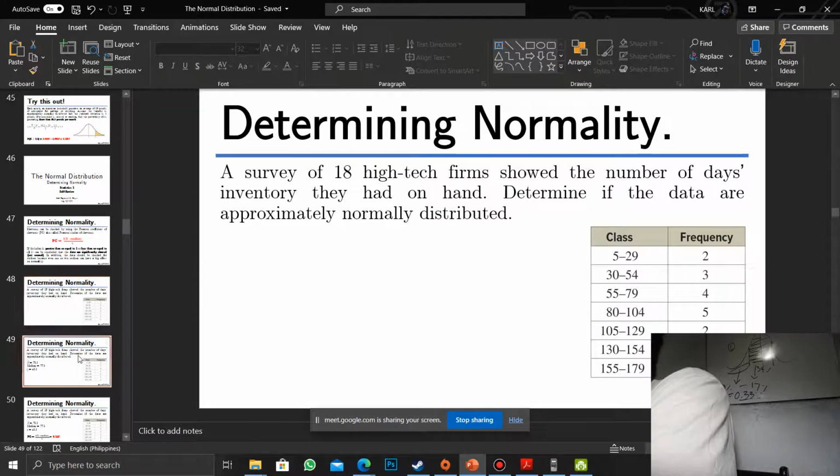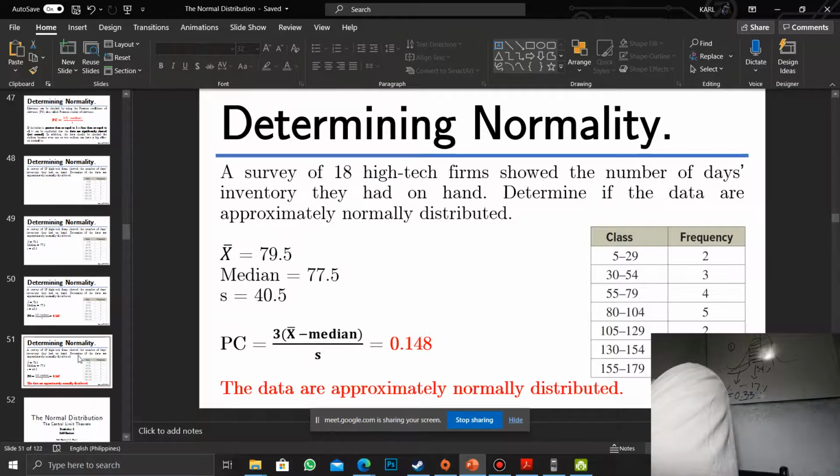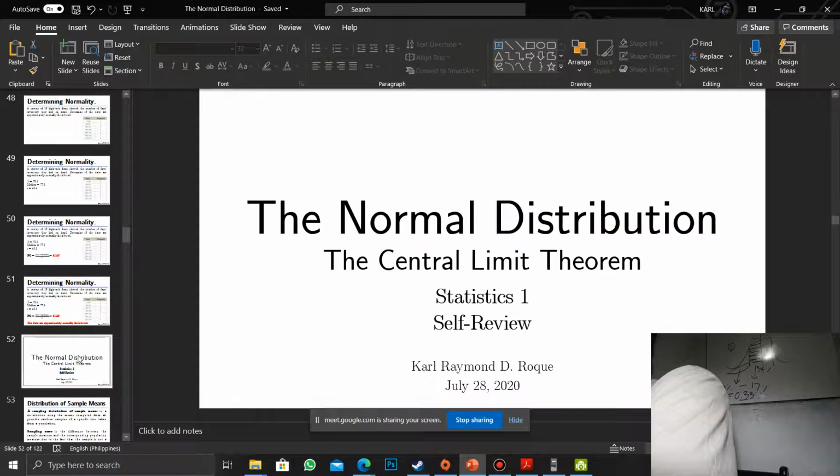Sample standard deviation. Kasi yun yung formula, di ba? It's okay, we don't need to do this naman. Daanan ko lang. PC is 0.148. Approximately normal distributed kasi within the range, no? Within the range. Central limit theorem, no? Central limit theorem.